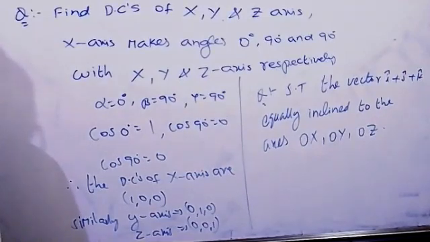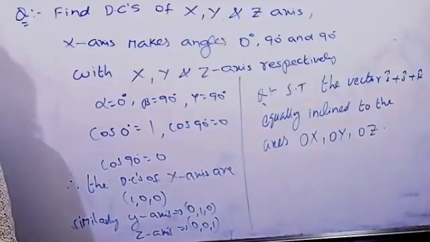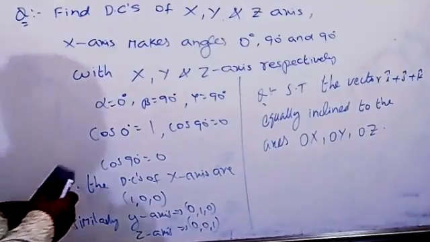Show that the vector i plus j plus k is equally inclined to the axes Ox, Oy, and Oz. You know what is the meaning of equally inclined? Sir, the DCs are all the same. That means all the three angles will be the same. Equally inclined means alpha, beta, gamma are the same. So first you can find the same thing only.